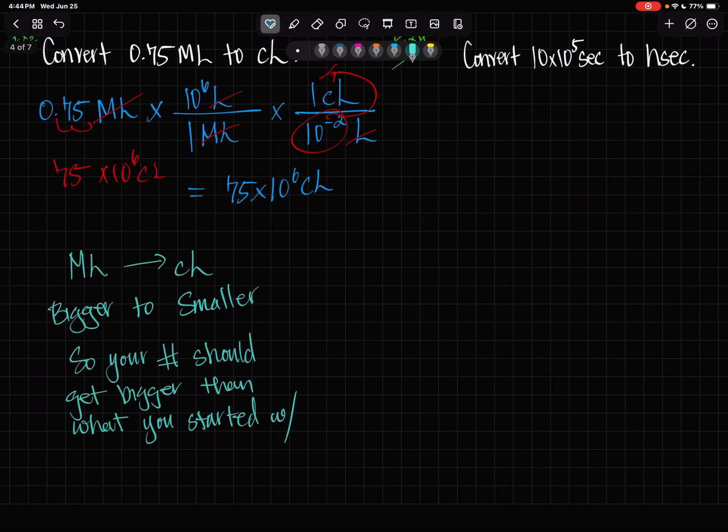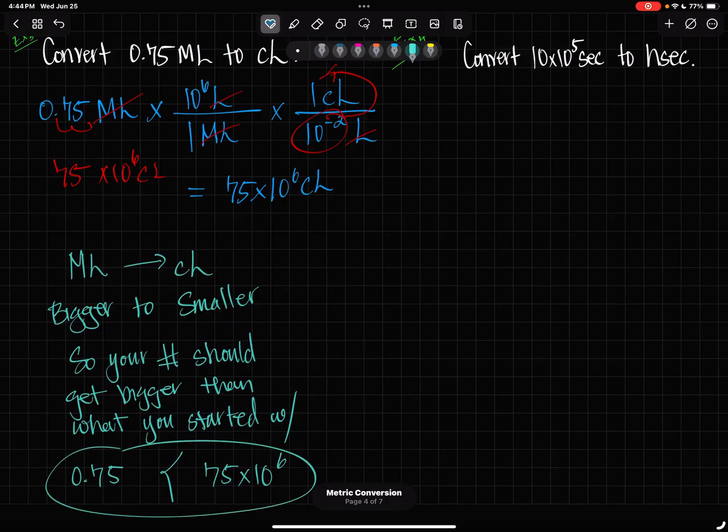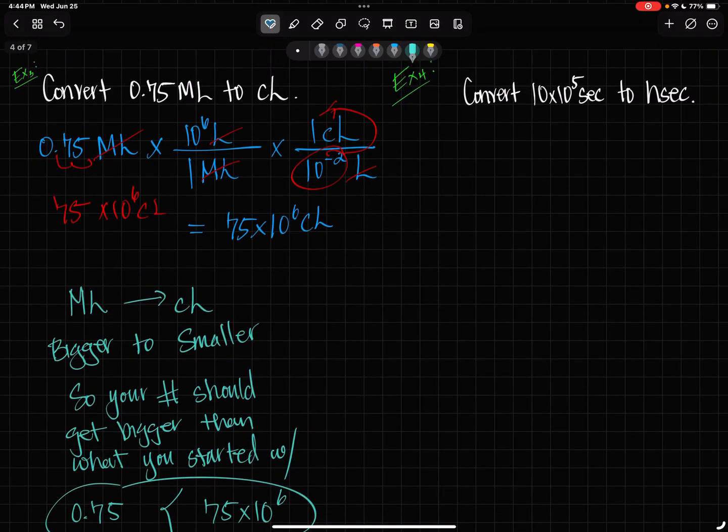So let's see. You started with 0.75 and you ended with 75 times 10 to the 6th, which checks out. Your number, what you end with, is bigger. So that's a valid check. You did it right. Let's do another one.